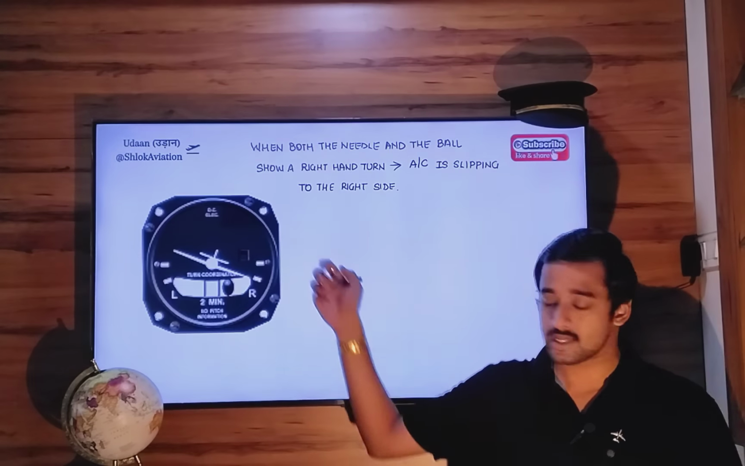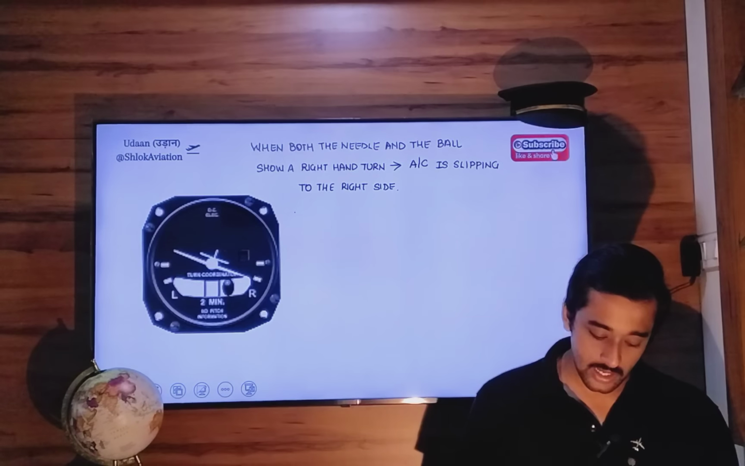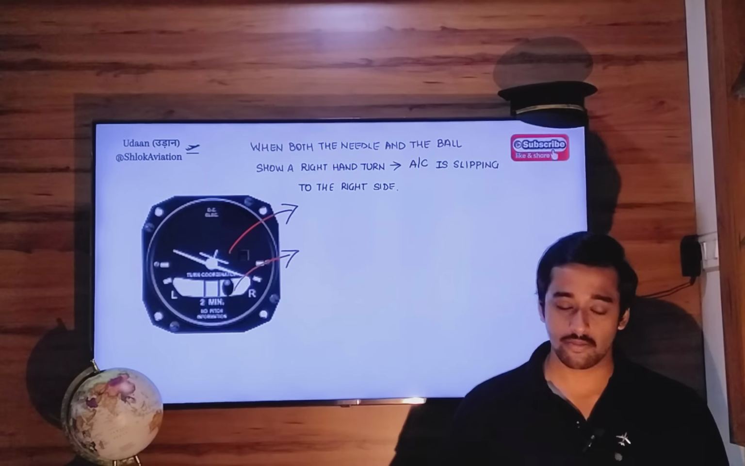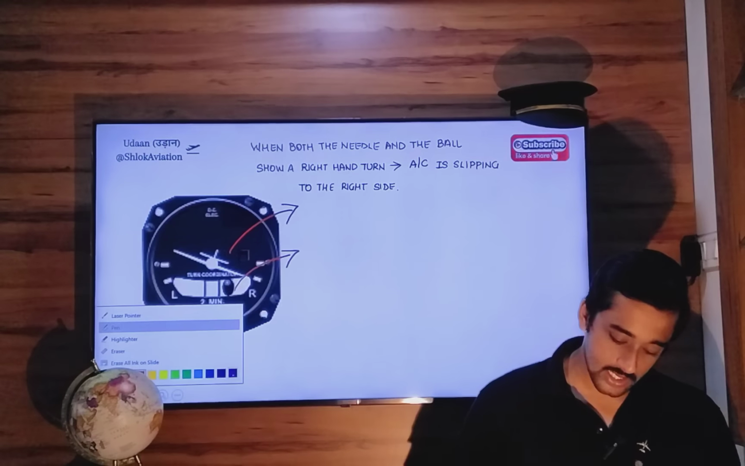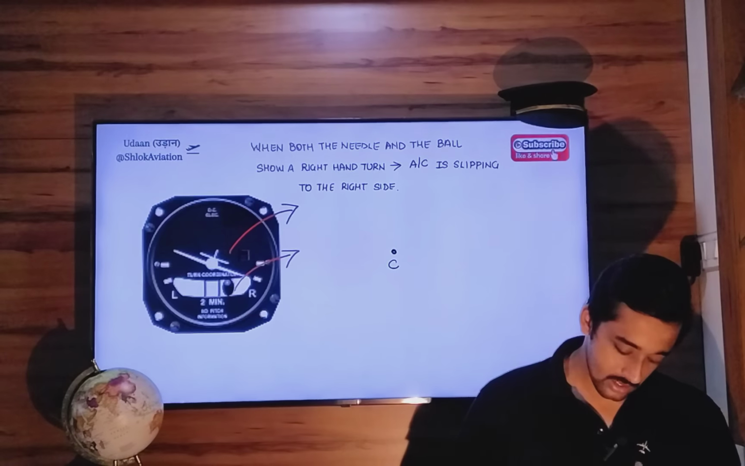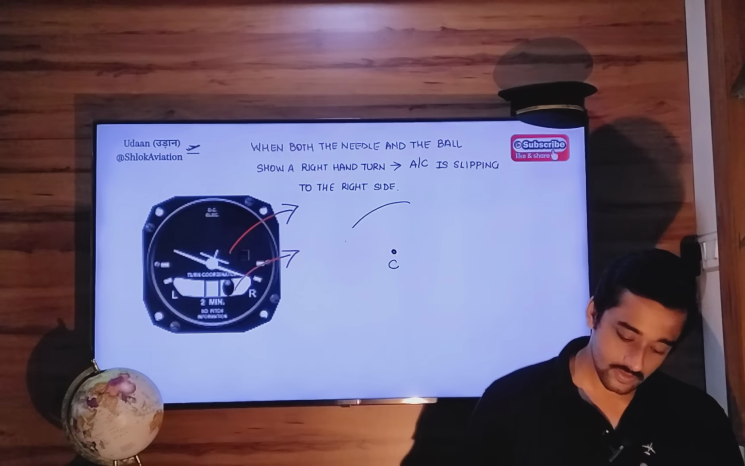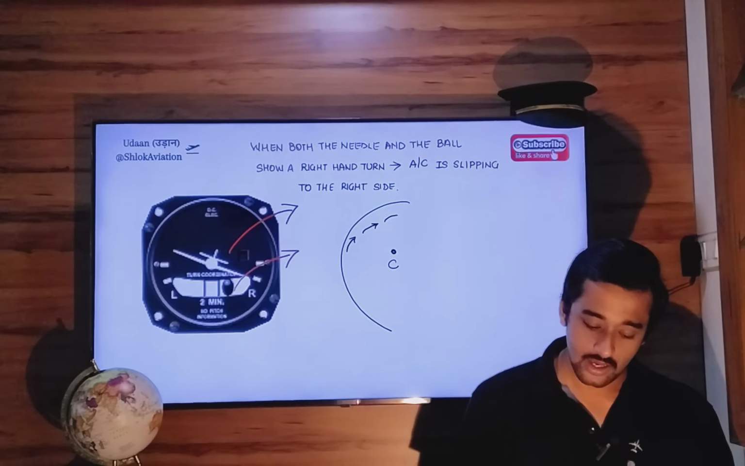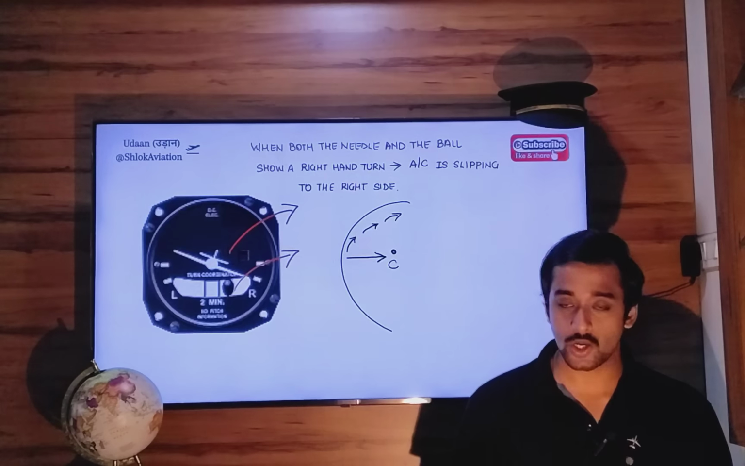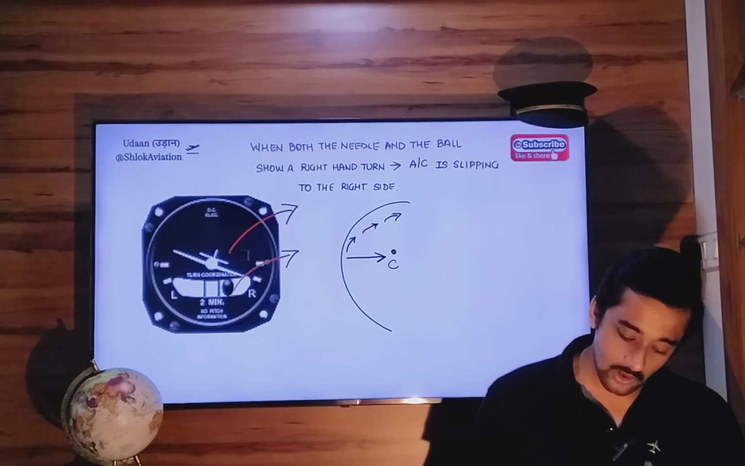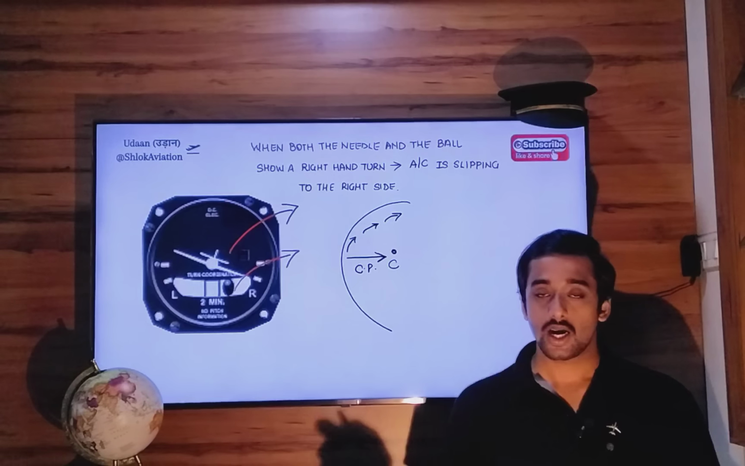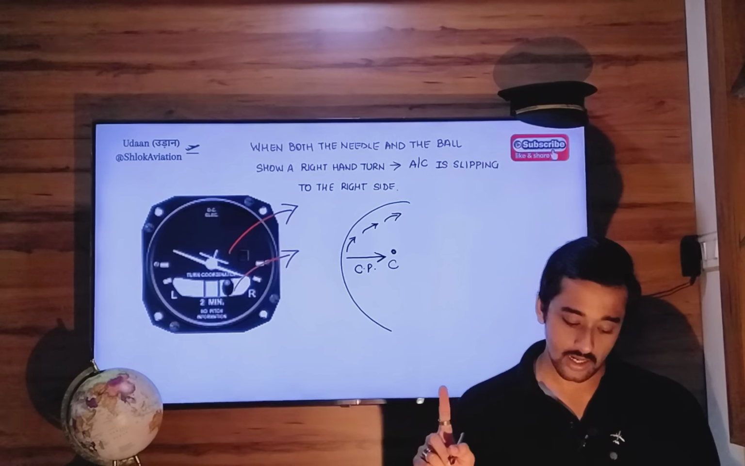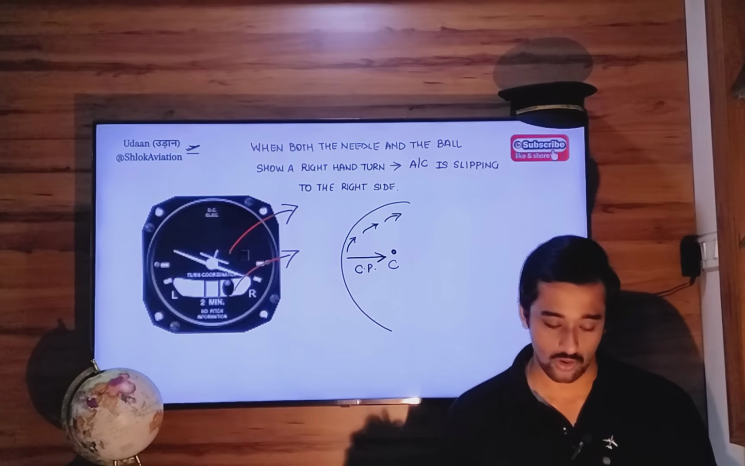So you are turning to the right hand side, and this ball has also gone to the right hand side. That means, let's say this is the center of your circle, and this is the circle. You are turning right hand side. So this ball is also drawn towards the center of the circle to the right under the influence of centripetal force, or center directed force, inward directed force, right?